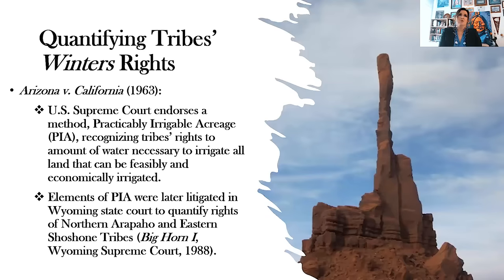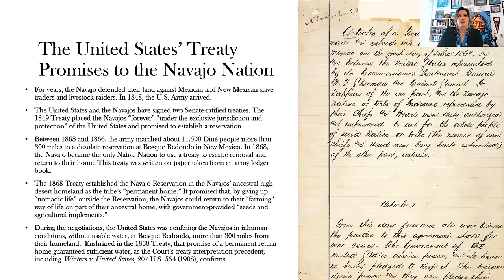How are those tribal rights quantified? In an original jurisdiction case, first filed with the court in 1952, Arizona v. California, the court ultimately entered a decree related to the Colorado River and endorsed a quantification method called practically irrigable acreage, or PIA, recognizing tribes' rights to the amount of water necessary to irrigate all the land within the reservation that could be feasibly and economically irrigated. And that includes both on-reservation and off-reservation sources of water necessary to accomplish those purposes. And elements of the practically irrigable acreage standard were also later litigated in Wyoming state court to quantify the rights of the Northern Arapaho and Eastern Shoshone tribes. And that case also went up to the U.S. Supreme Court. And again, the PIA standard was upheld.